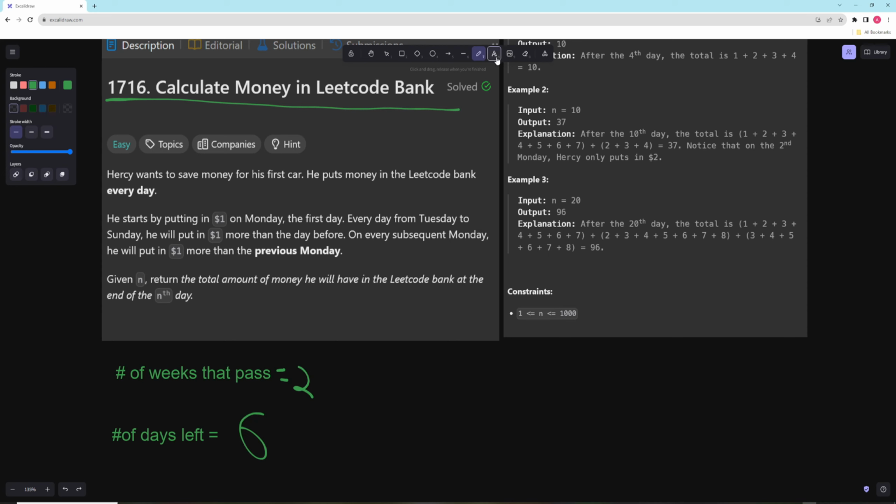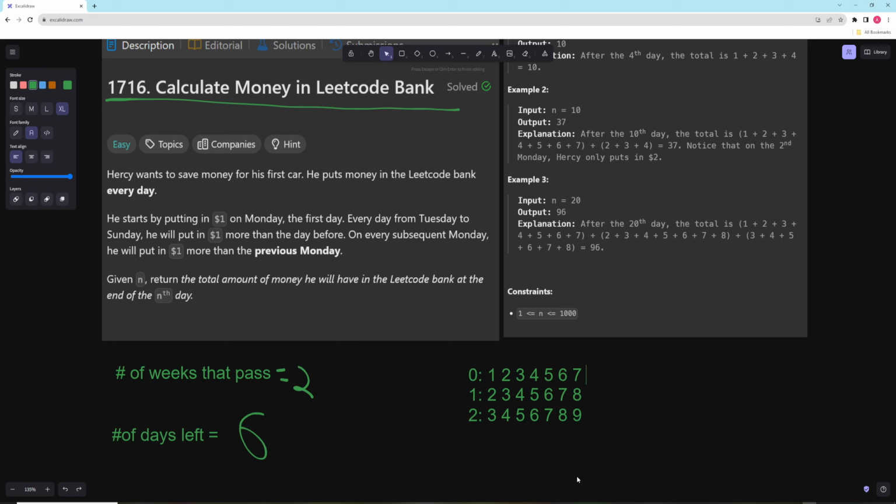And so notice, if you look at these sequences, let's look at the weeks. For week 0, the sequence is 1, 2, 3, 4, 5, 6, 7. For week 1, it's 2, 3, 4, 5, 6, 7, 8. And then for week 2, it is 3, 4, 5, 6, 7, 8, 9. So notice for one thing, these are arithmetic sequences, right? They start at some number, and then they always increase by a constant amount.